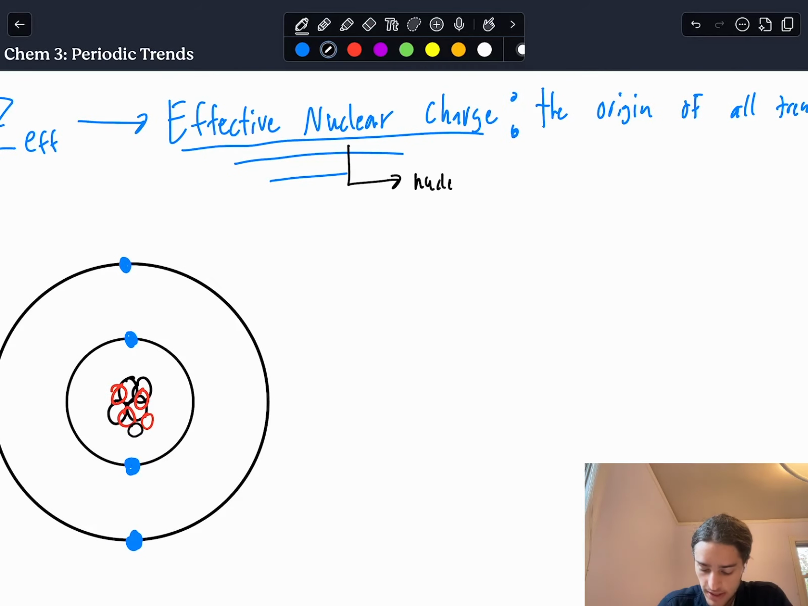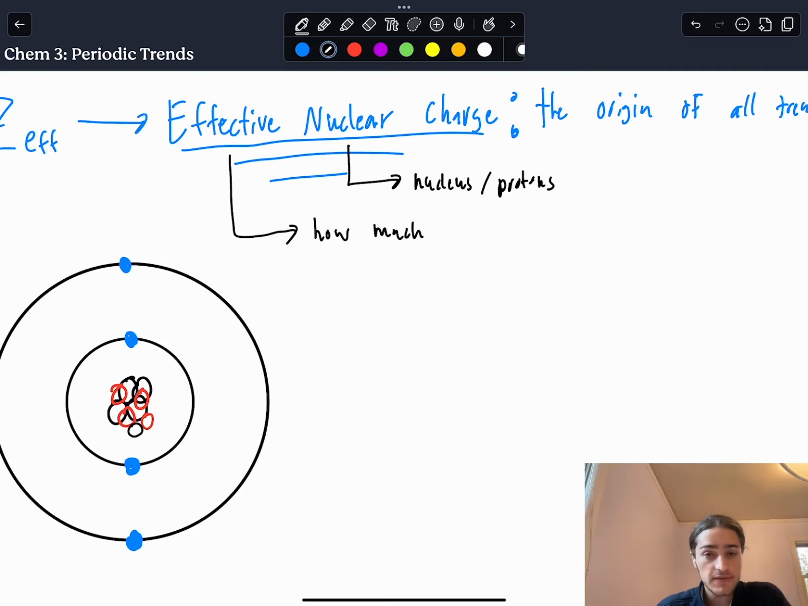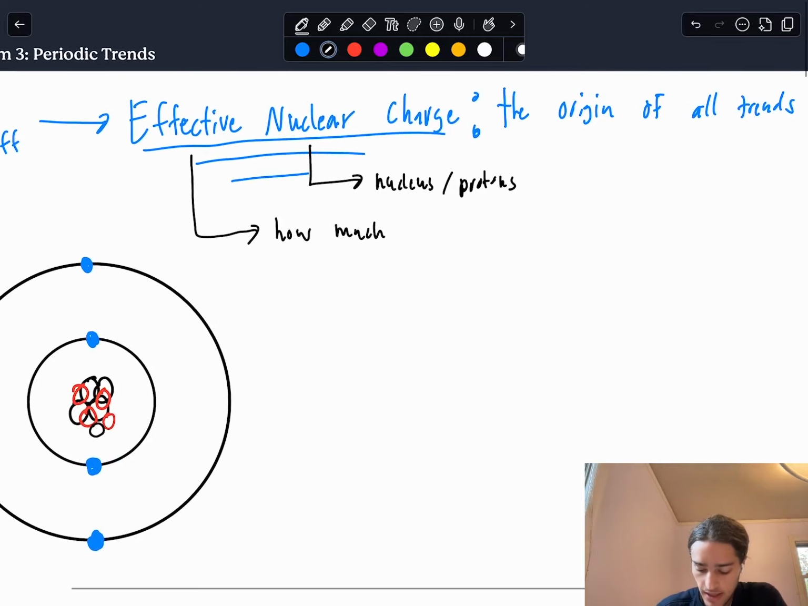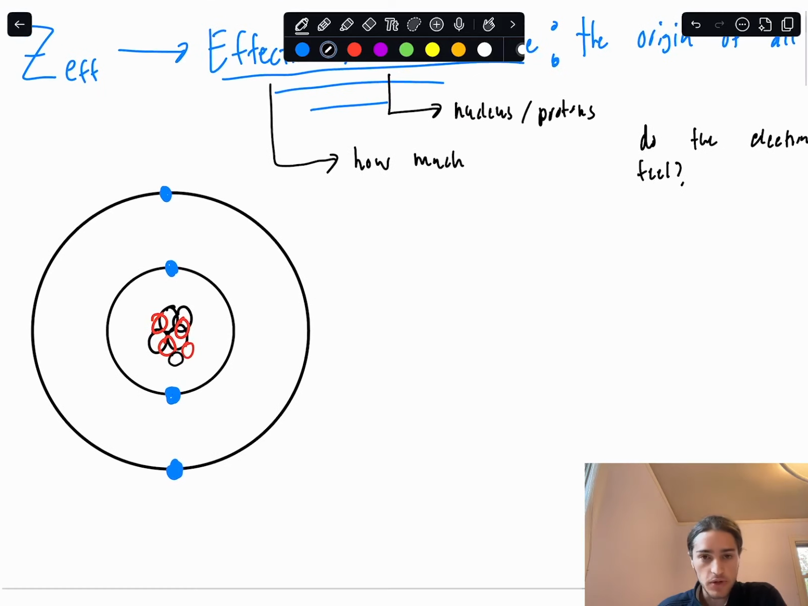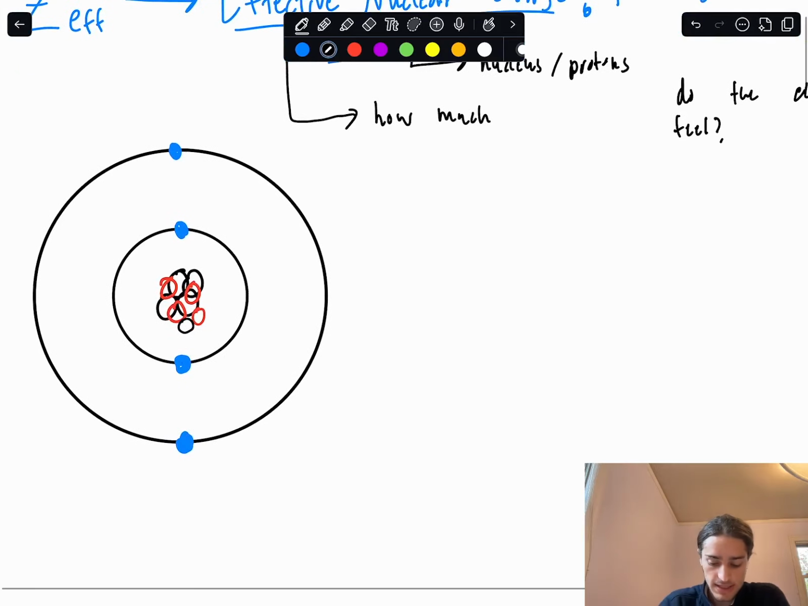Nuclear means nucleus, obviously, or maybe in this case, protons. And effective, I'm going to break down to mean how much. So really, effective nuclear charge is how much of the nucleus or the protons the electrons feel. That's what it is. It's how much of the protons the electrons feel. And so, what do I mean by that?